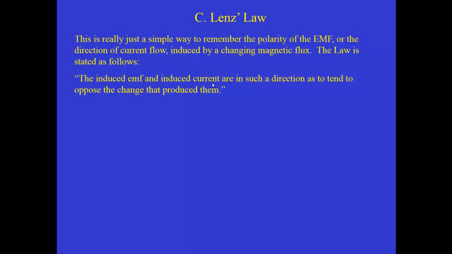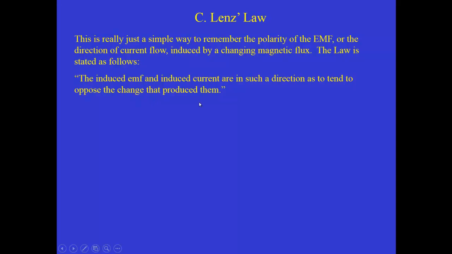It'll tell us, if we have some kind of a conducting loop and there's a magnetic flux that's changing through that loop, what the direction of the induced current flow happens to be. And here's one way of stating the law. The induced EMF and the induced current that EMF produces are always in such a direction as to tend to oppose the change, and this is the change in the magnetic flux, that produced them.